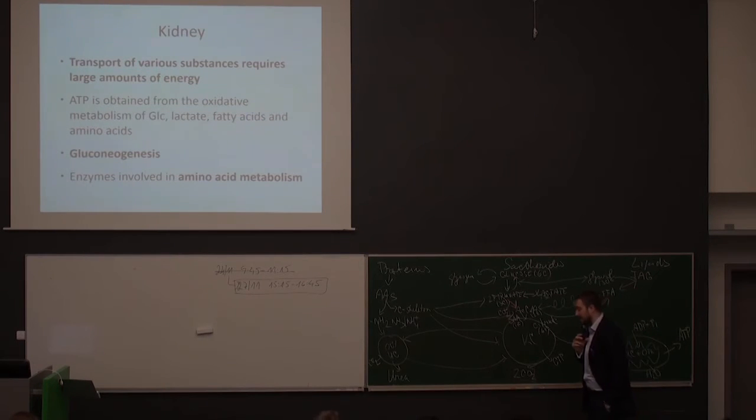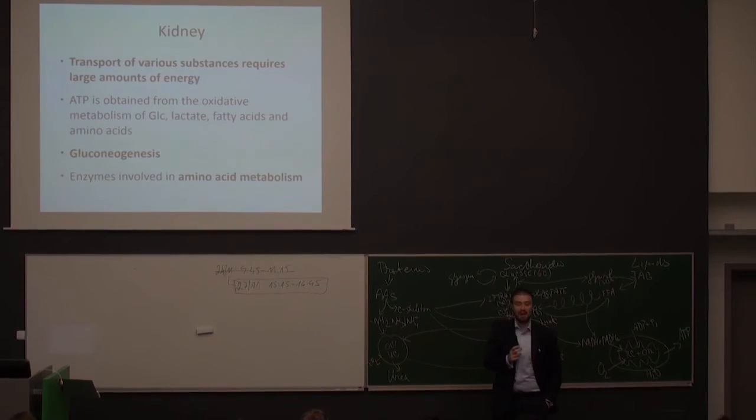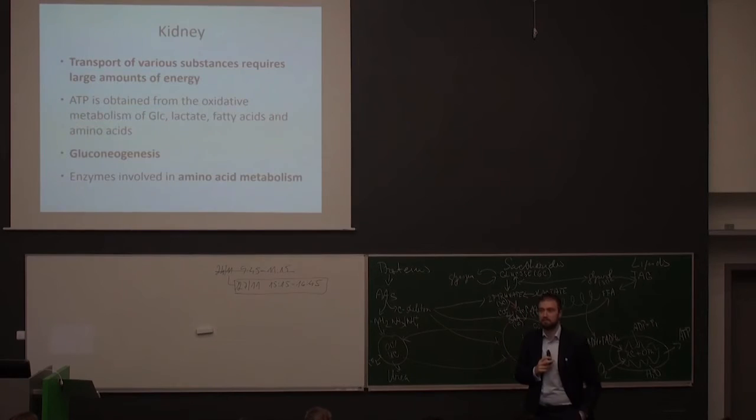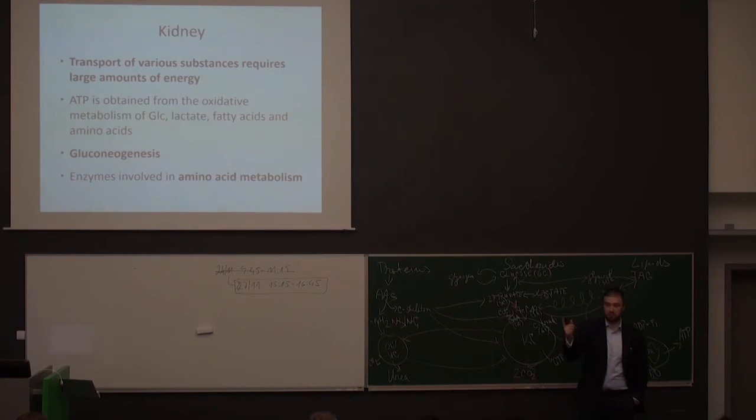Kidneys. Kidneys have one specific position. How would you define the role of kidney in your body? What do they do? Pressure in the blood plasma. Yes, so they produce urine, they keep the isotonic condition in blood plasma.